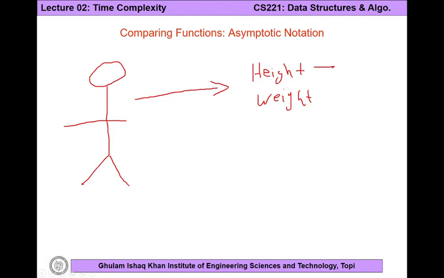For example, the height is, let's say, 5 feet and 5.9, and the weight is, let's say, 62. Now if you see this, can you identify anything which is incomplete? Can you identify any specific thing which is incomplete? Maybe not, but it is incomplete. The thing which is incomplete is the unit.